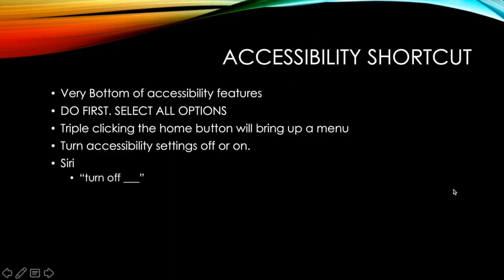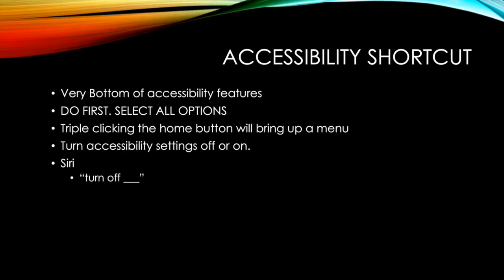Before we really get into this presentation, I want to review our exit strategy. At the very bottom of the accessibility features, you will notice the Accessibility Shortcut tab. Before you activate any of the features, make sure that this is on and that all of the options are selected. This shortcut brings up a small menu when the home button is triple-clicked. This menu allows you to turn on or off any of the accessibility features you select. Another way to turn on or off a feature is to activate Siri and then tell her to turn on or off whatever feature you have.